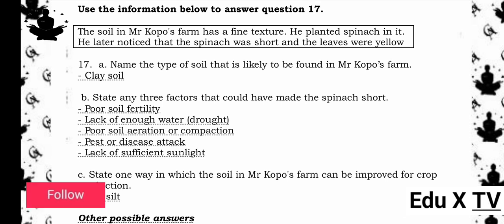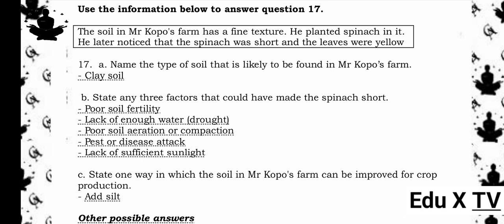Use the information below to answer question 17. The soil in Mr. Capo's farm has a fine texture. He planted spinach in it. He later noticed that the spinach was short and the leaves were yellow. 17. A. Name the type of soil that is likely to be found in Mr. Capo's farm. Clay soil.